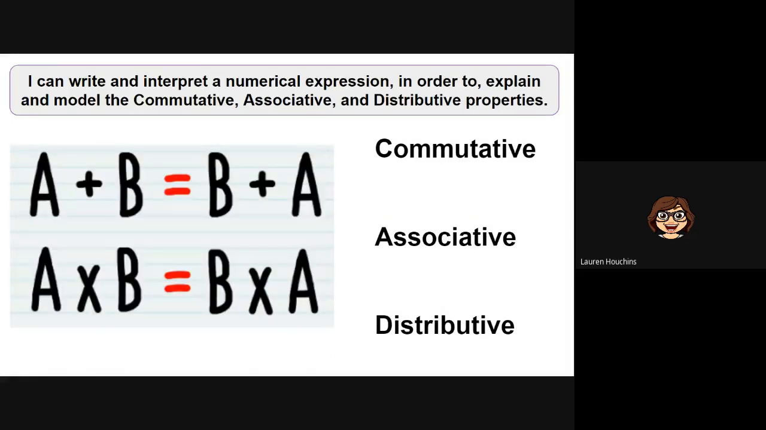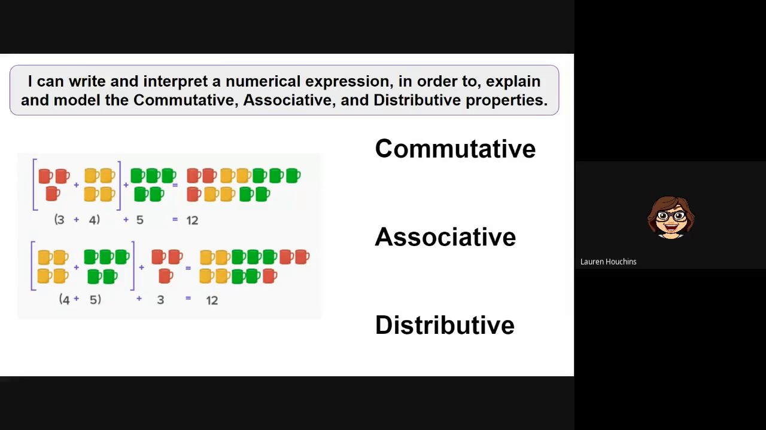What about this one? This one is commutative because we are just switching the order of the letters. How about this problem? This problem shows the associative property because I'm just moving the parentheses.